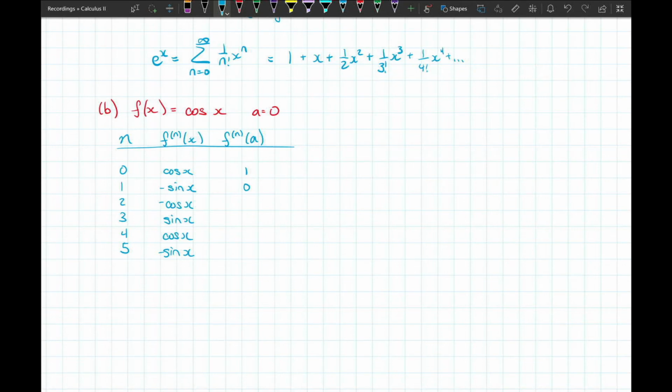Negative cosine of 0 is equal to -1. Sine of 0 is 0. And then we're back to cosine of 0, which is 1. You can see this nice pattern that all of the odd coefficients are 0.